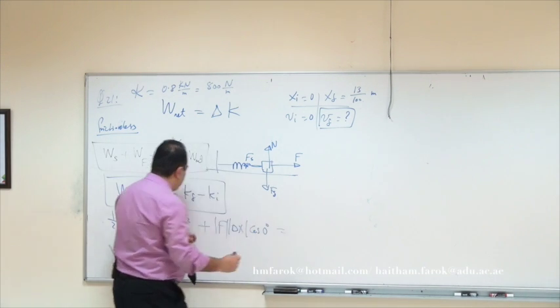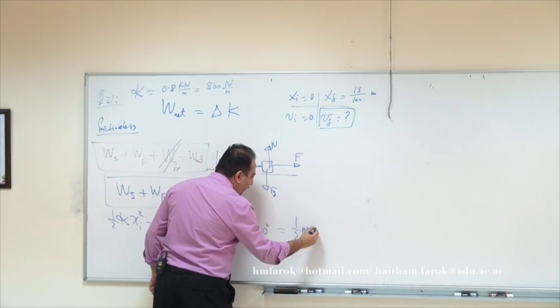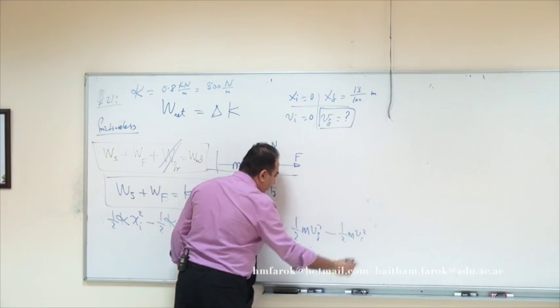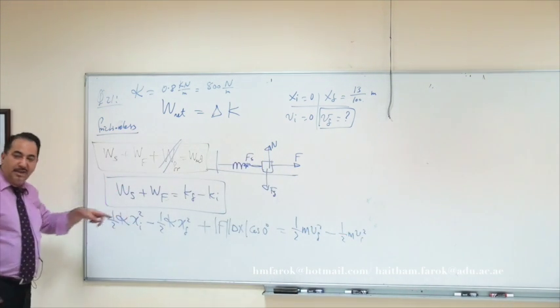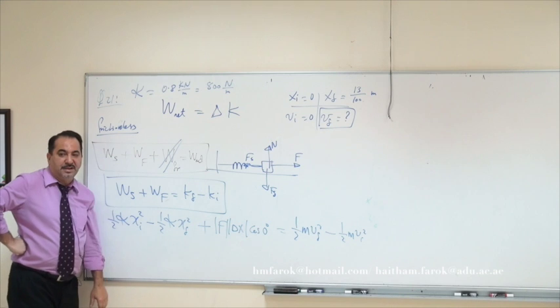Equal. Kinetic final means half m v final squared. Kinetic initial is half m v initial squared. This is the equation without taking the conditions into consideration. Now look at the table and see.